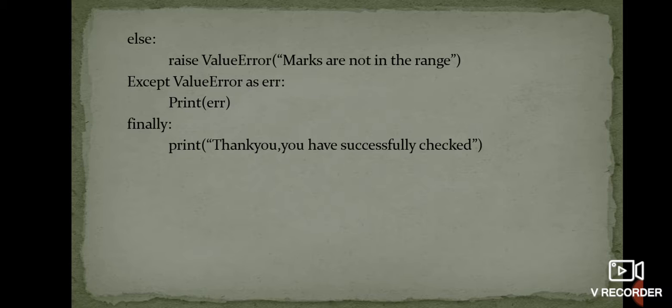We have already studied the exception and the types of exception. One of the types of exception is value error. We raise the value error that marks are not in the range. Finally, I am using except ValueError as err. Finally, if all the conditions get satisfied, my output will be "Thank you, you have successfully checked." This is the program for marks range validation. Hope you understand. Thank you.